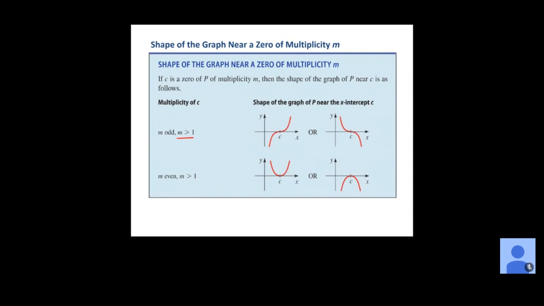If m is even, and again, greater than 1, then it's going to bounce at that point instead. And that's what we just saw in the last one, because we had an x squared. That x happened 2 times. That's an even multiplicity. Therefore, it bounces off the graph at that point instead. So basically, we just look at our exponent. We decide, is that happening an even number of times or an odd number of times? And that's going to tell us whether the graph bounces off the x-axis at that point or whether it passes through the x-axis at that point.